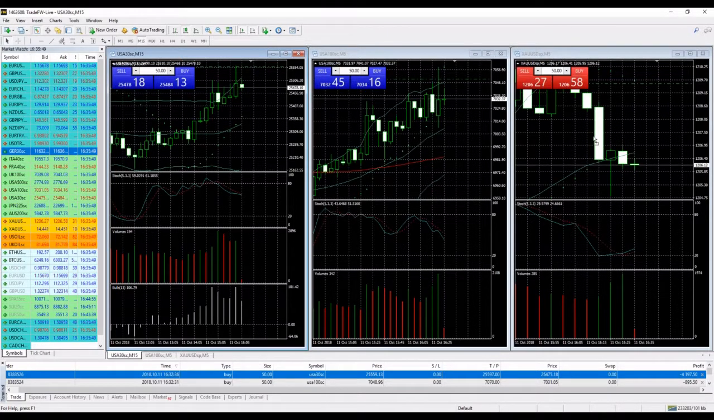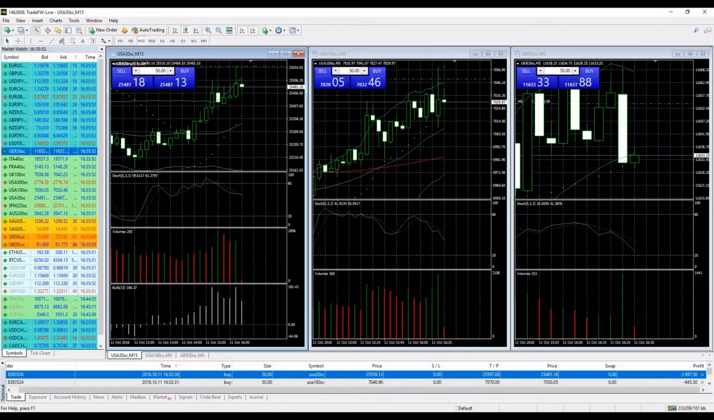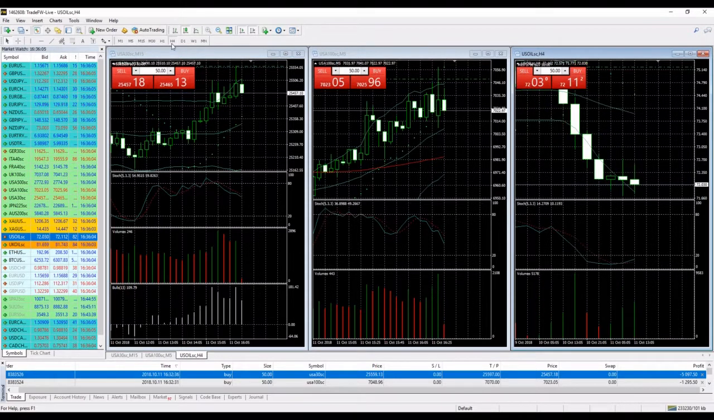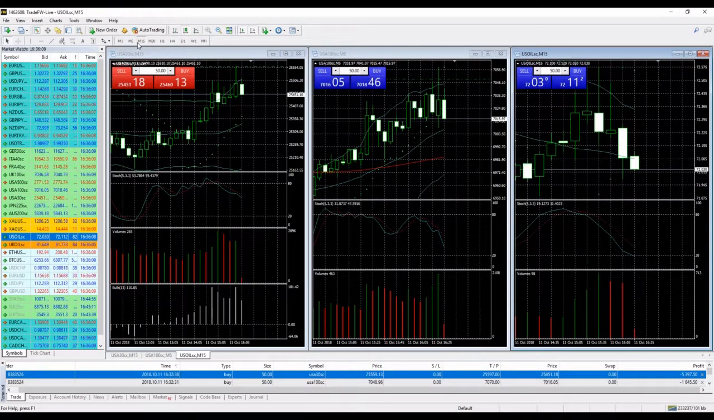Let's check also oil during this kind of movement. It's always interesting to also have an eye on oil. Okay, oil is moving downwards. Guys, I'm planning to hedge USA 30. It's not developing as well as I wanted it to.